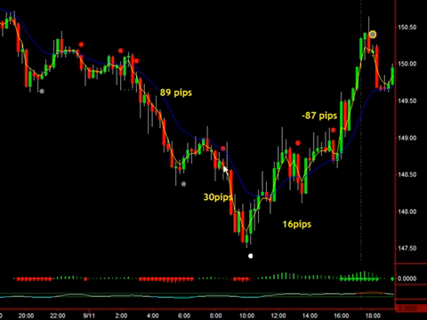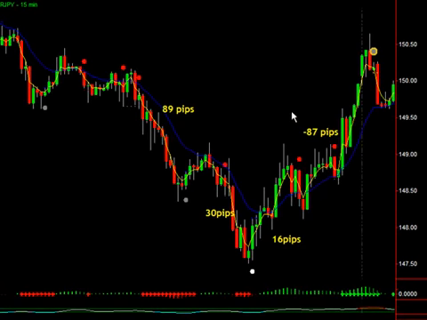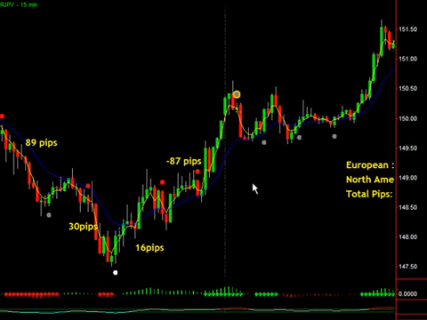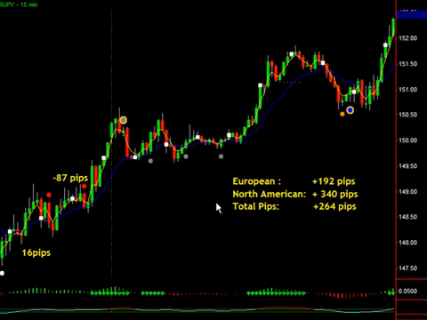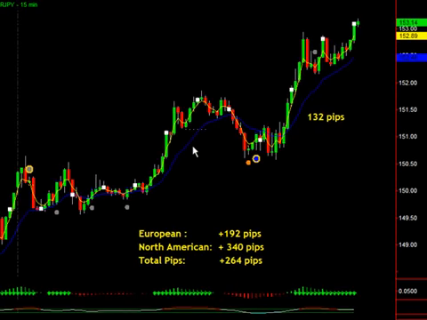Both European and North American traders were able to participate in that last trade right there. We had a stop and reverse on the white dot and an exit on this dot right here for 16 pips. At this point, North American traders would have stopped and reversed on this dot right here, so you entered as a buy here and a sell here. And we had a confirming dot, but unfortunately this went against our position and you were stopped out for minus 87 pips.